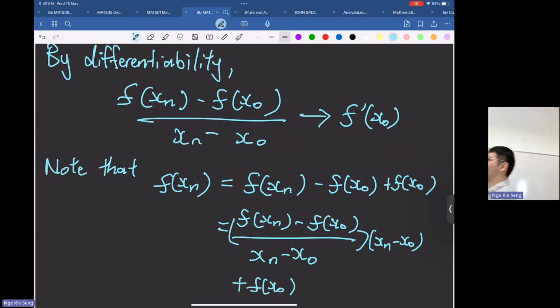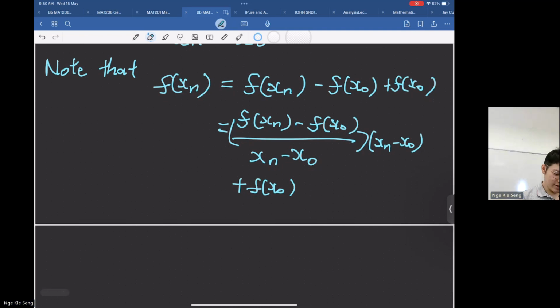Okay. So now, instead of asking about the sequence f(x_n), ask about this whole expression here. Where does this converge? If x_n converges to x_0, this is a sequence converging to 0, and this is a constant sequence, so the difference of the limits is x_0 minus x_0. How about this one? It converges to f prime of x_0.